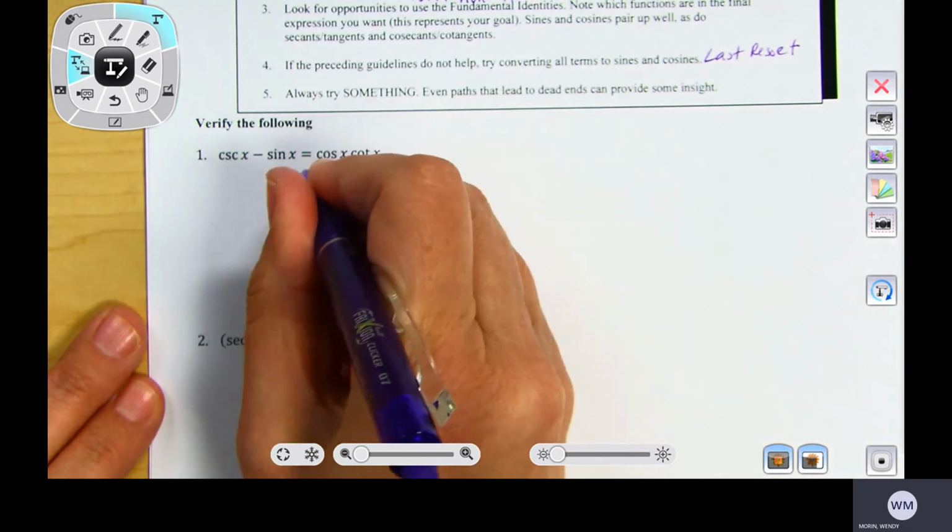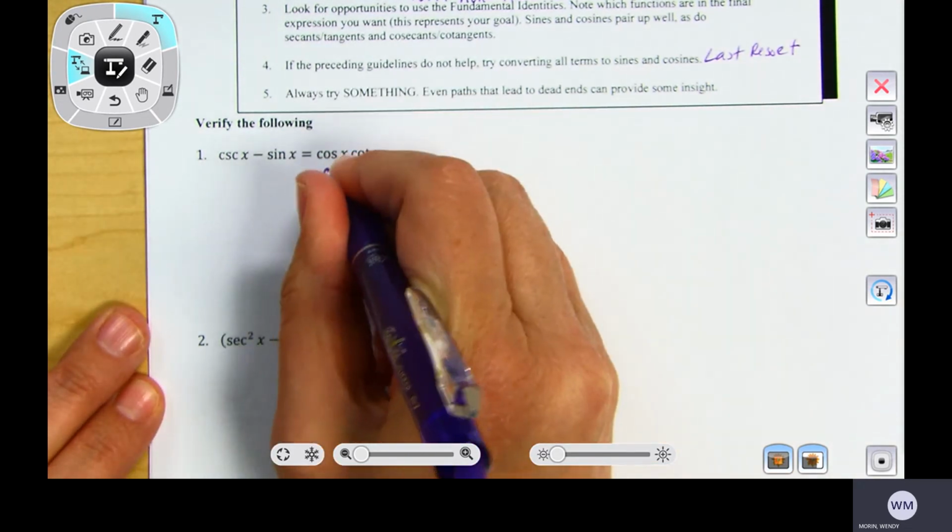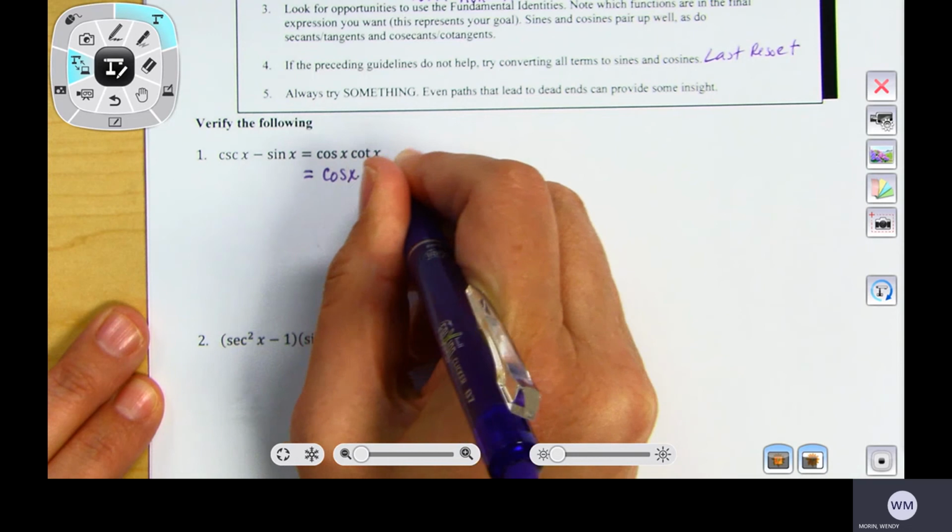Let's see how. You guys bring your erasers today? Let's go ahead and go with that.